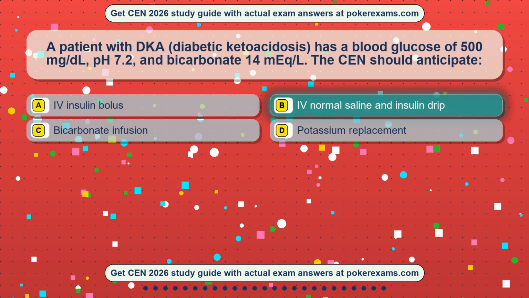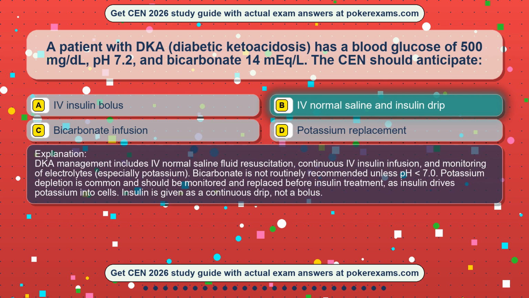The correct answer is option B, IV normal saline and insulin drip. DKA management includes IV normal saline fluid resuscitation, continuous IV insulin infusion, and monitoring of electrolytes, especially potassium. Bicarbonate is not routinely recommended unless pH is less than 7.0. Potassium depletion is common and should be monitored and replaced before insulin treatment, as insulin drives potassium into cells. Insulin is given as a continuous drip, not a bolus.